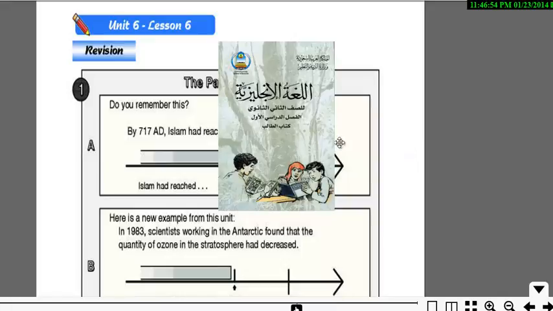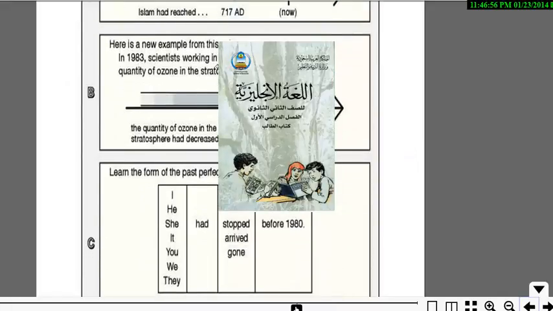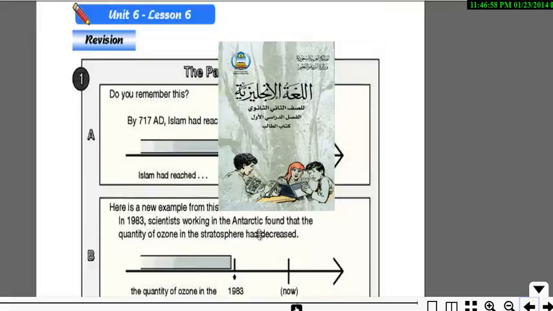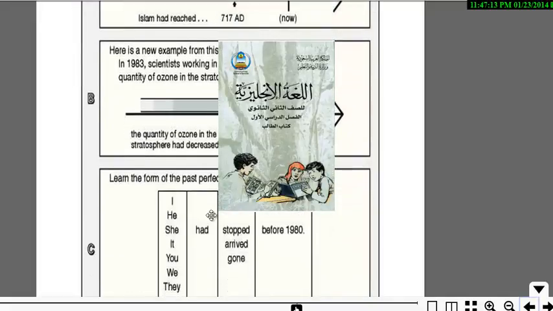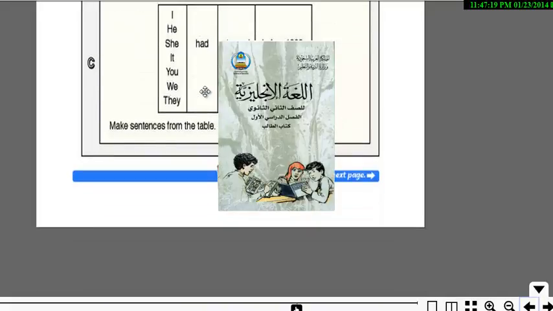So we're in Unit 6, Lesson 6, and this is actually a revision. You don't have to really work on it because it's past perfect, and as you can see, you can just work on a certain form, like "I had stopped before so and so." It's an activity that took a duration of time before a certain event in the past. This is what past perfect is: when you use "had" as a supportive verb with the past participle form, the third form of the verb.